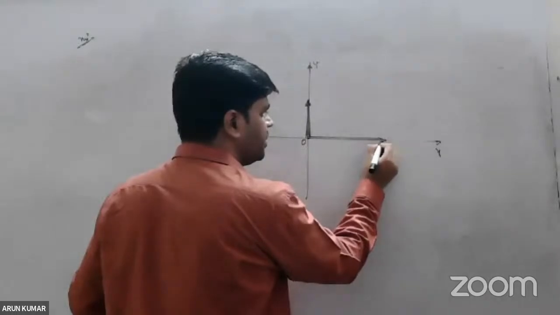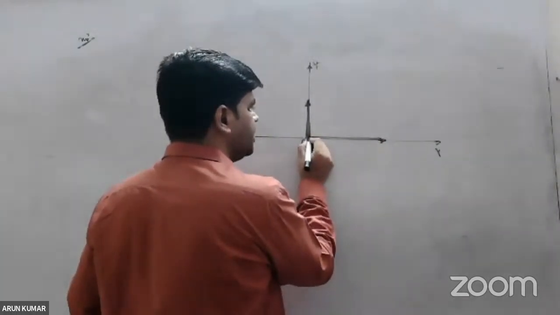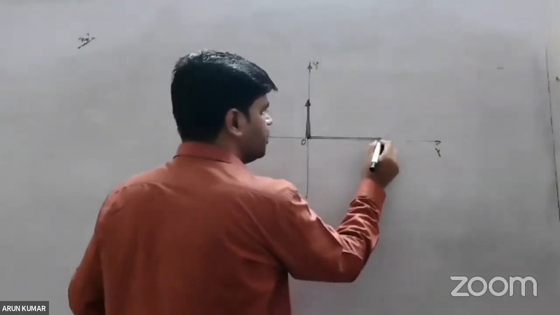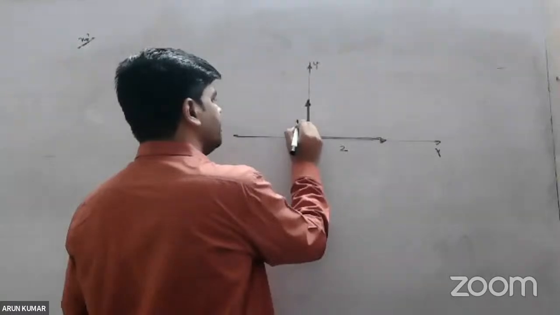Because throughout the x-axis my y coordinate is 0. So the equation of the x-axis is y equal to 0. That is a condition which is satisfied throughout the locus, throughout the line. So this is two units, this is 1 unit. I have to find the resultant.